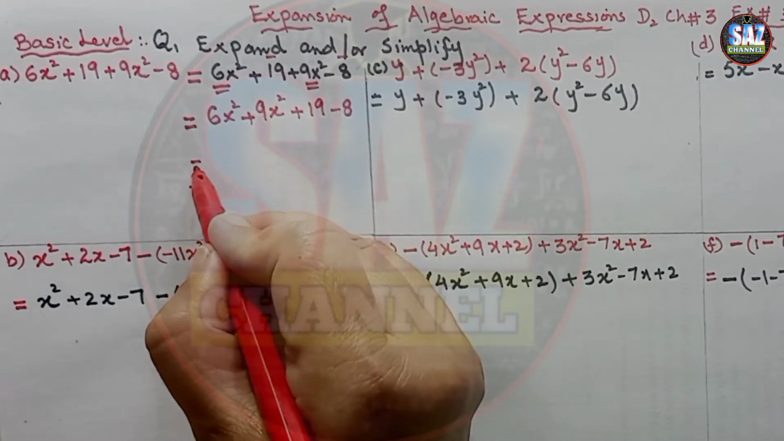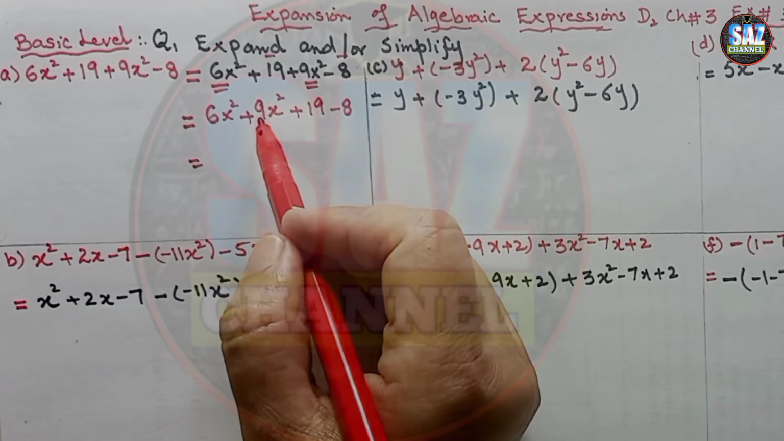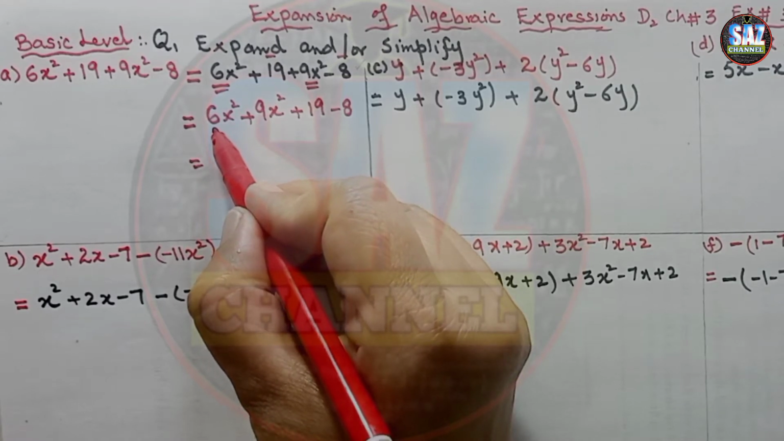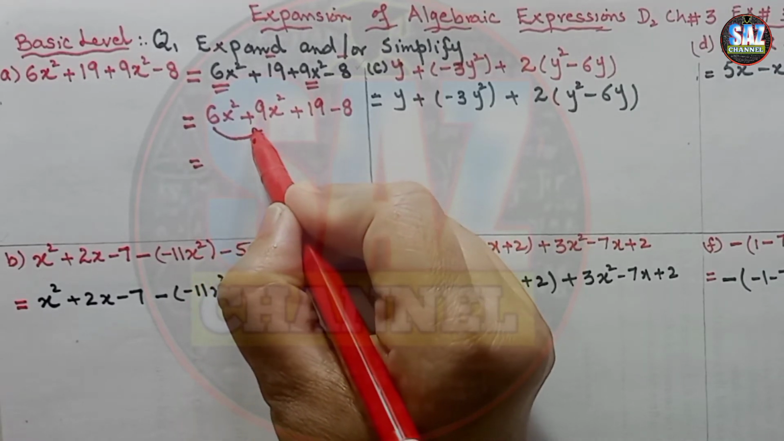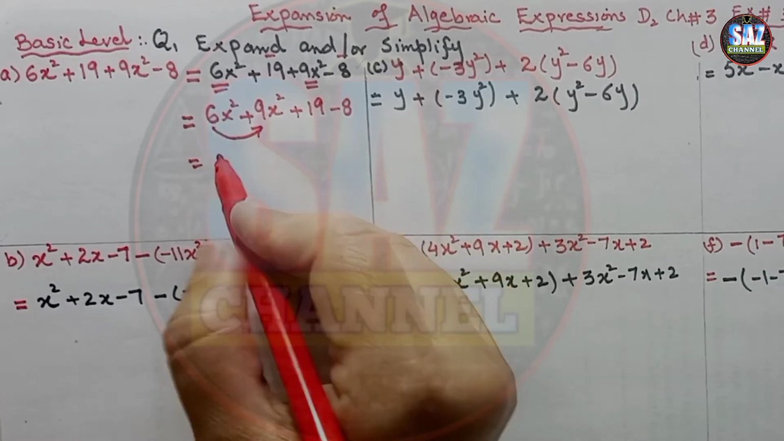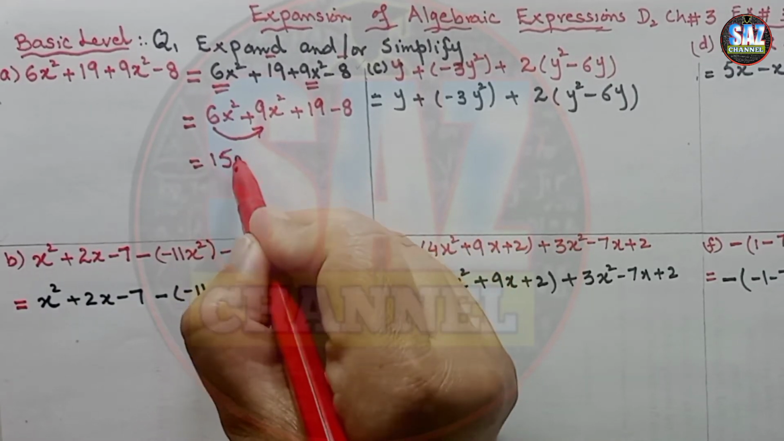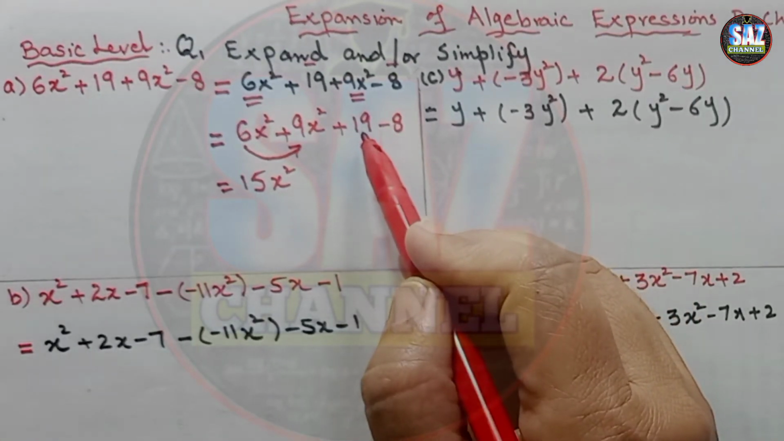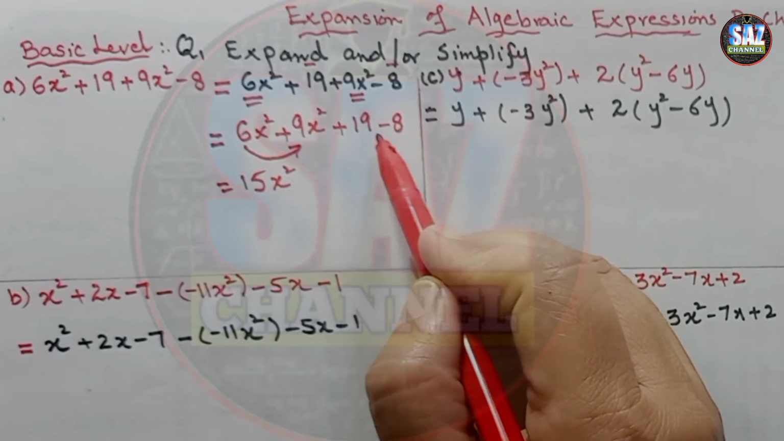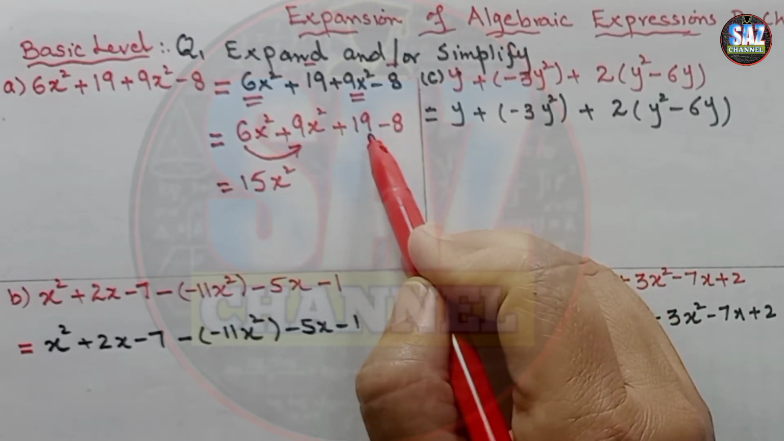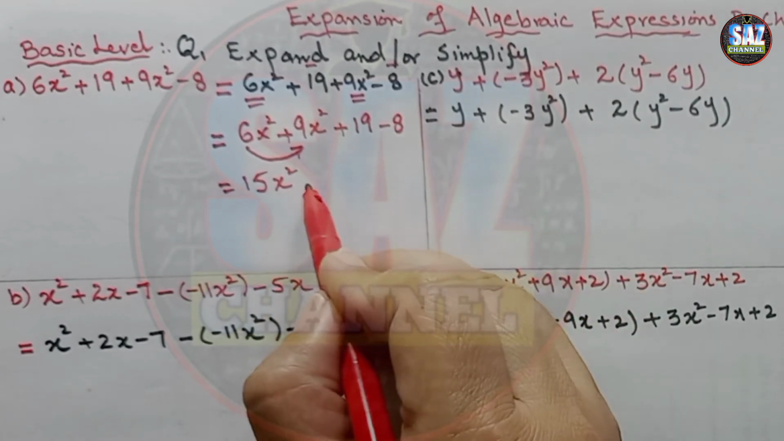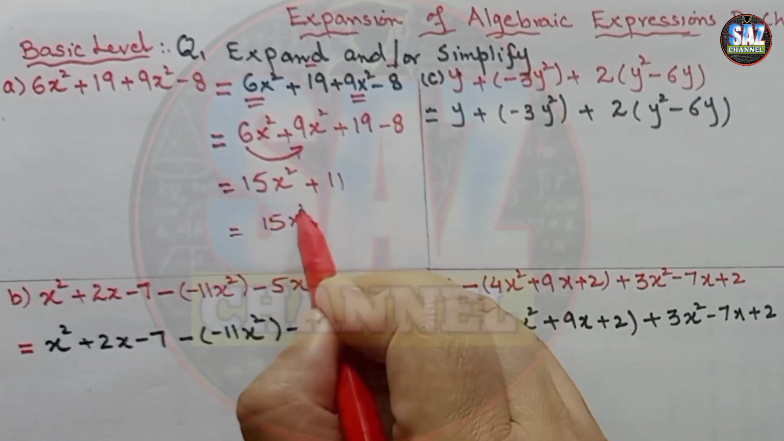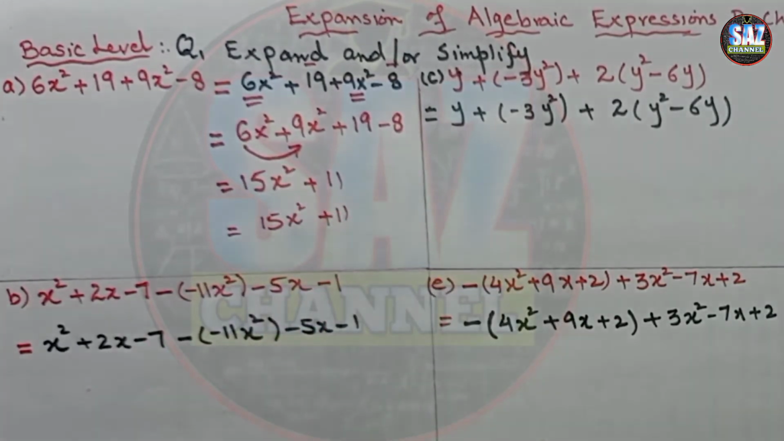Now we can see that 6x square and 9x square are like terms, and we have the positive sign in between them, so we have to add up the coefficients: 6 plus 9 is 15, 15x square. And now 19 and 8 are constants, 19 with the positive sign and 8 with the negative sign, so I have to take away 8 from 19. 19 minus 8 is 11. So my answer is 15x square plus 11. I hope you are clear about this question.